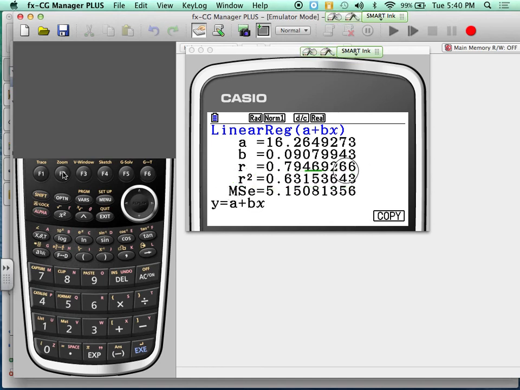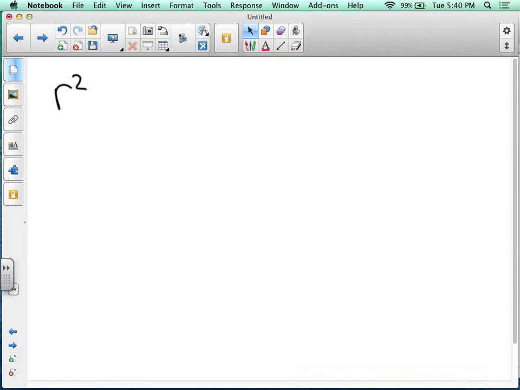Now, remember, your R value only tells you strength and direction. Therefore, this is almost 0.8, so it's strong, and it's positive. It does not tell you whether or not it's linear. That's why you have to do a residual plot. The R squared tells you how well your graph describes the data. So ours is 0.63. So let's go ahead and go back to here. So R squared is 0.63.